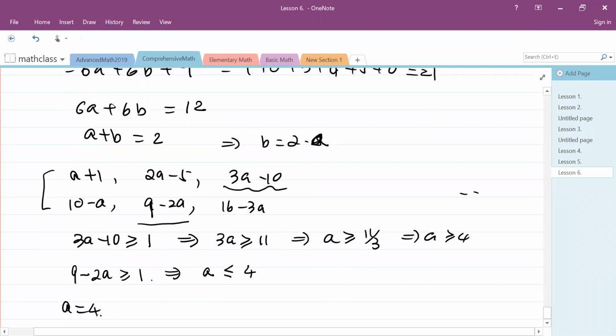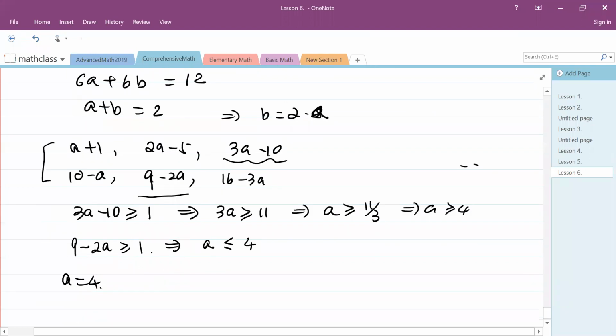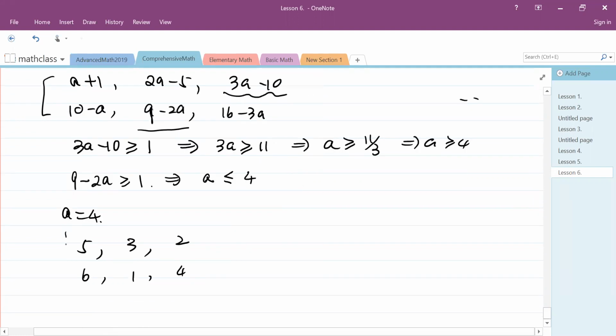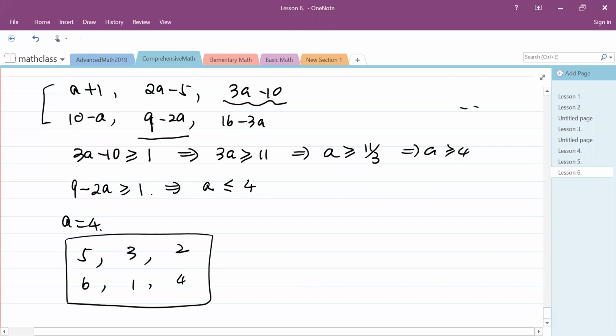Then you double check. It's okay or not. Otherwise, if it's not okay, then no solution. So you write down all the possible numbers. 5, 2A minus 5 is 3. 3A minus 10 is 12 minus 10, which is 2. 10 minus A is 6, 1, 4. Great. So we make it. So indeed, this is a solution.